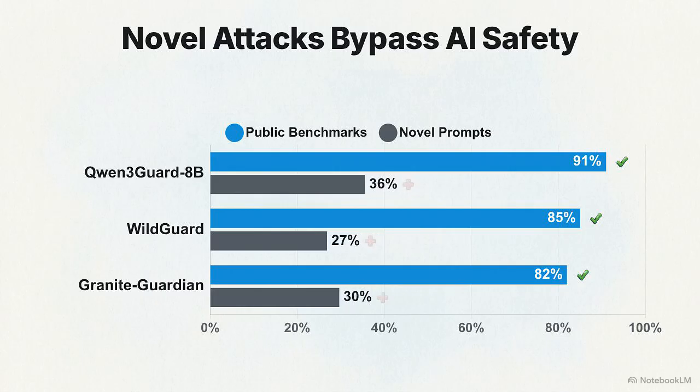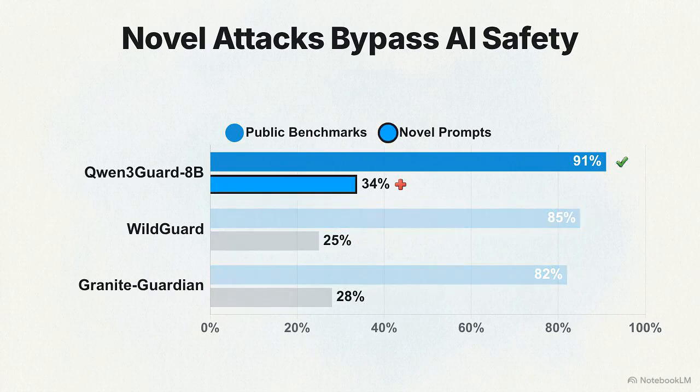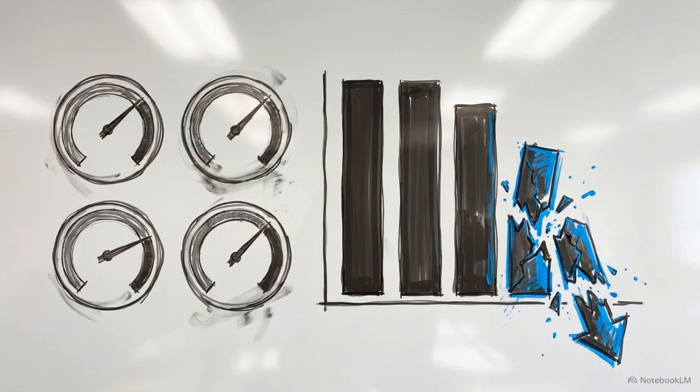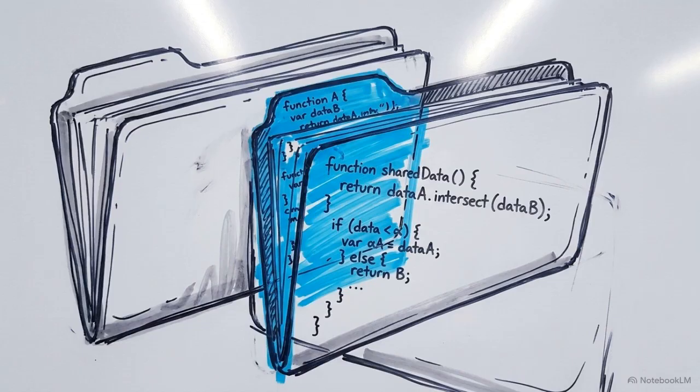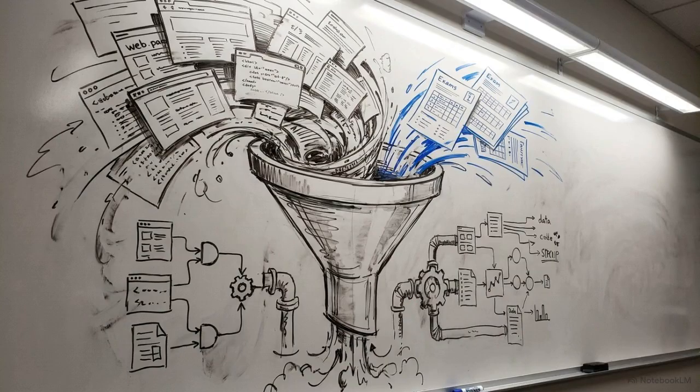The primary driver behind this systemic failure is known as the contamination hypothesis. During the training phase, these models consume datasets scraped from the internet, which inadvertently include the public benchmark questions. The guardrails memorize the specific test answers rather than learning the underlying principles of safety. A high benchmark score is often a mirage. It proves the model can regurgitate known patterns, but the moment a user applies a slight contextual deviation, the safety architecture collapses.